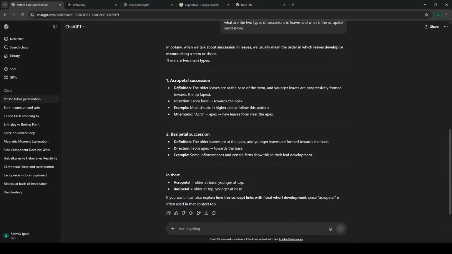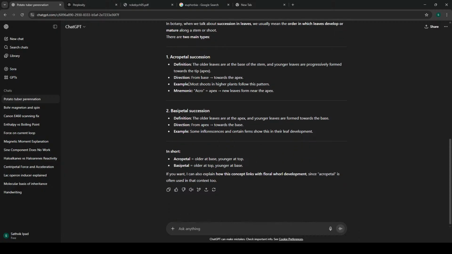Here, acropetal succession is the older leaves at the base of the stem and younger leaves are progressively formed towards the tip. Direction from base towards the apex. Examples, most of them. Mnemonic, like how the name was named, acro means apex. At the apex only new leaves are formed. So it is from base towards apex, so it is acropetal succession.